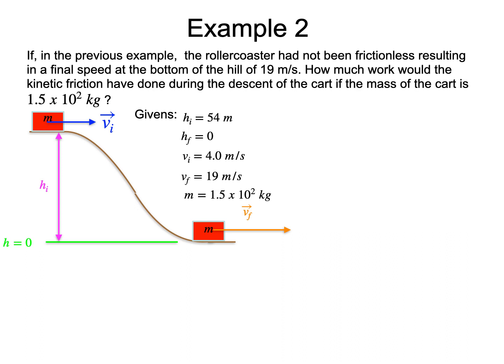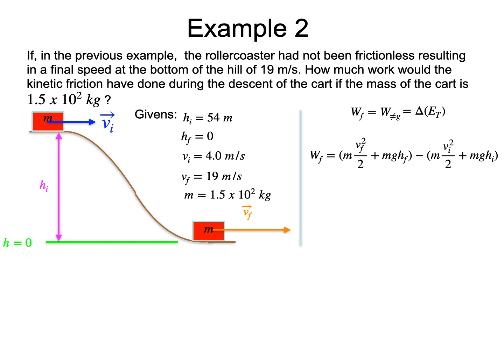This time, we are trying to evaluate the work done by friction, which is the only force other than gravity that is not zero, because, as mentioned before, the normal force is not doing any work since it is perpendicular to the displacement. The work done by forces other than gravity is equal to the change of total mechanical energy. This change of total mechanical energy can be written this way.